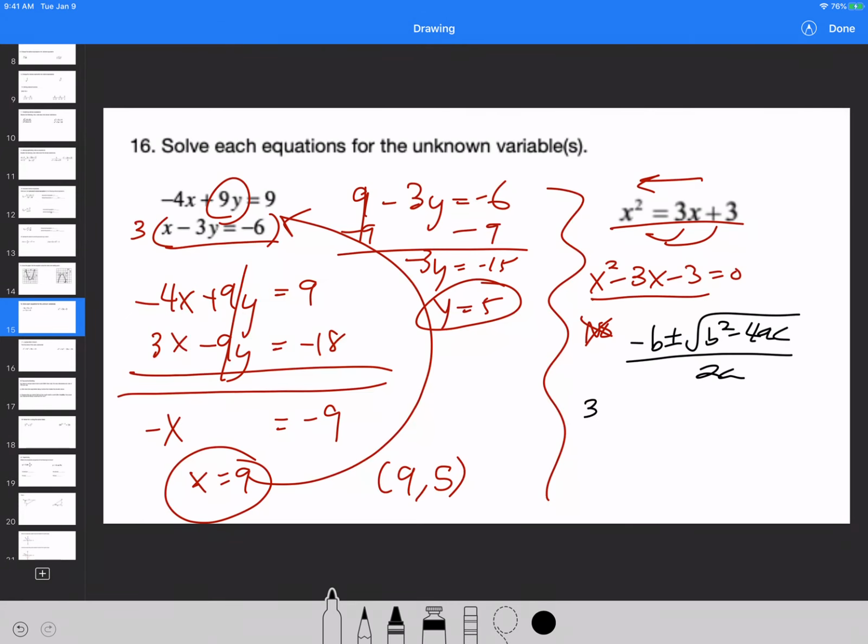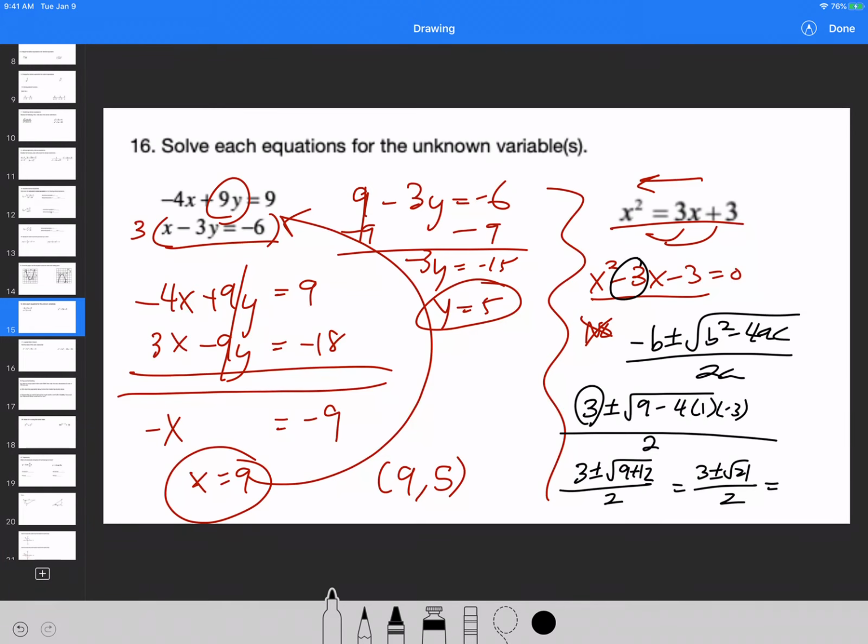Then I'm going to say +3 plus and minus the square root of 9 minus 4 times 1 times -3, all over 2 times 1, which is 2. Why is this +3? Because your b value is -3. So 3 plus and minus the square root of 9 plus 12 over 2, 3 plus and minus the square root of 21 over 2. That's going to give you my final solution. If you wanted to do actual decimal values, it should be 3.79 and then the other one should be negative 0.79. These two will be the solutions.